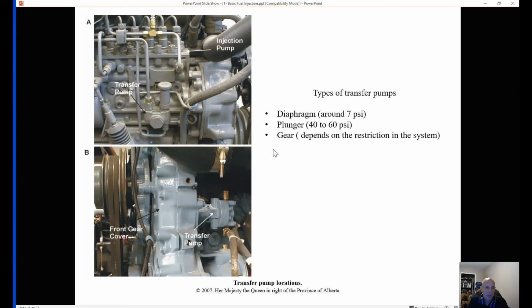We talked about different types of pumps earlier. Again, a diaphragm pump is around 7 psi. Plunger is 40 to 60 psi. Gear pumps can be, again, anything that they want, because there's a relief valve in the gear pumps.